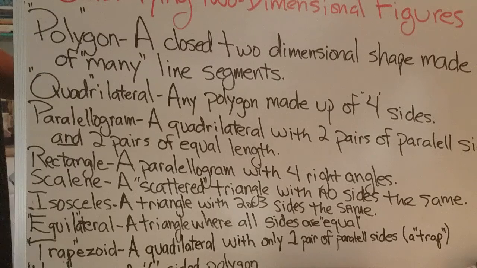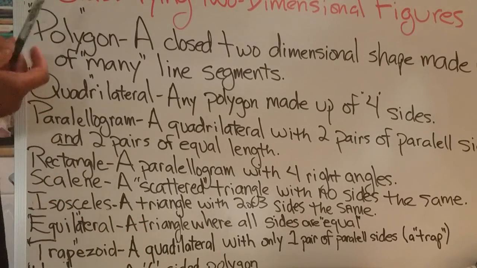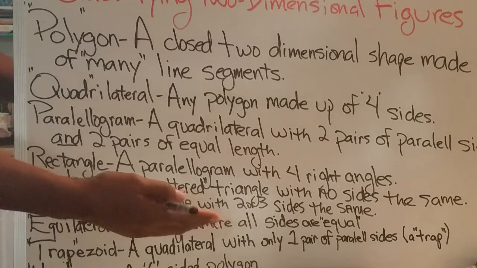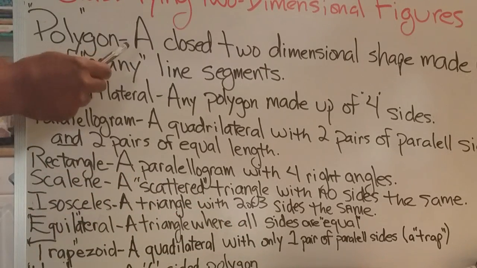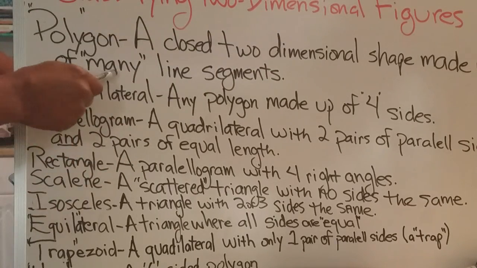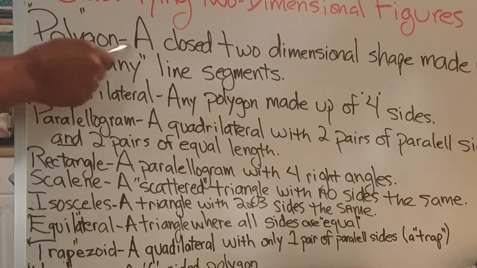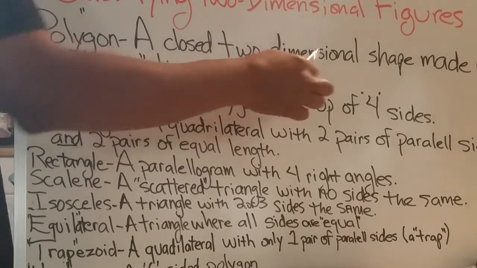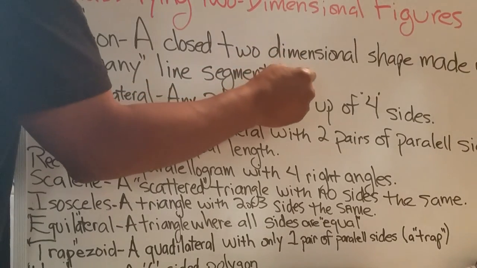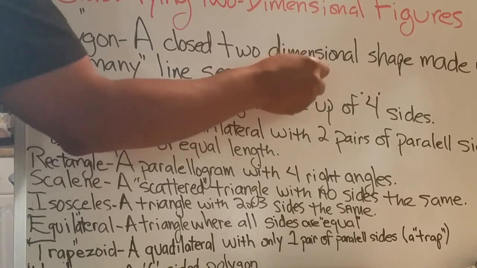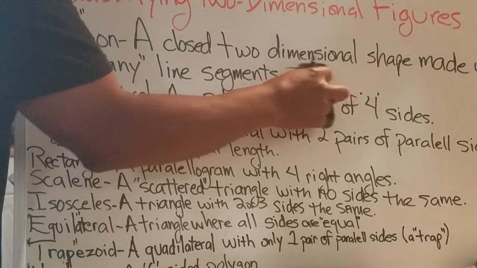Okay, let's talk about these real quickly. A polygon. Here's the key term. In fact, you notice I put in parentheses here, poly means many. Poly means what? Many, M-A-N-Y. So anytime you see a polygon, it's a closed two-dimensional shape made up of many line segments. A line segment is a straight line, so it has to be a straight line. It can't be a round line or a circle type. It has to be a line segment, a straight line.